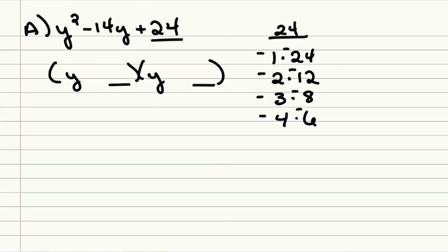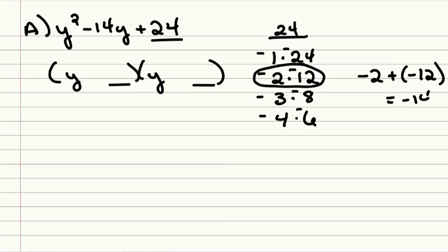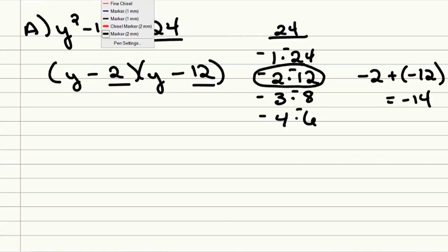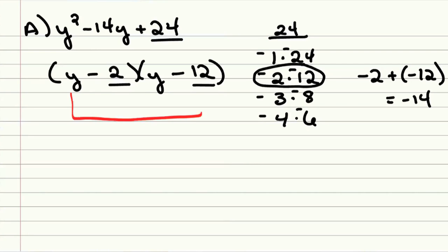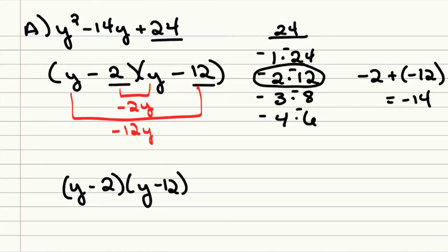Now which pair add up to 14? Good. The negative 2 and negative 12, because negative 2 plus a negative 12 also gives you a negative 14. Negative 2, negative 12. So that's the pair that we want. And you can always double check. The outside multiplies and gives you a negative 12y. Inside multiplies to give you a negative 2y. So when you combine the outside and inside, we will get the negative 14y. So our result, we'll write it a little neater. Y minus 2 times y minus 12.